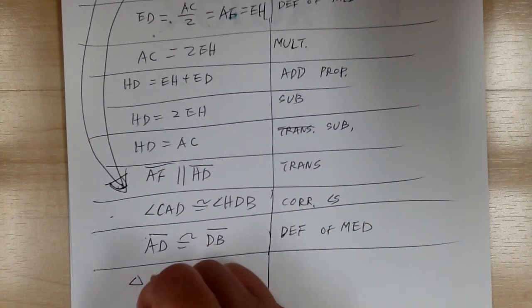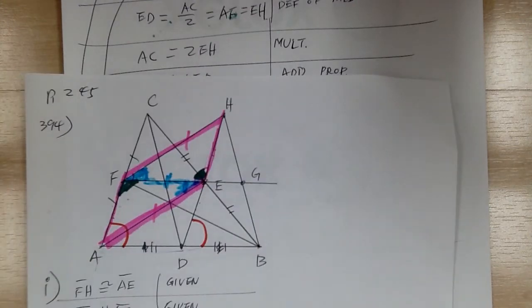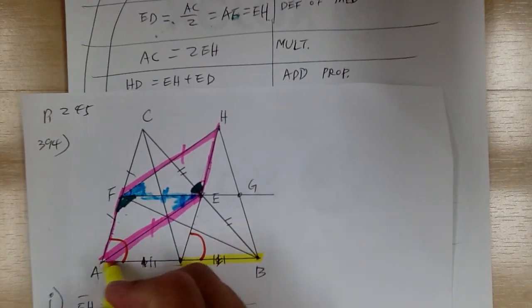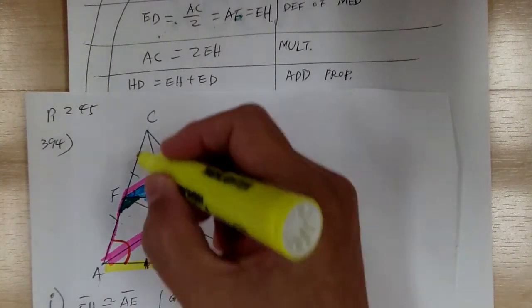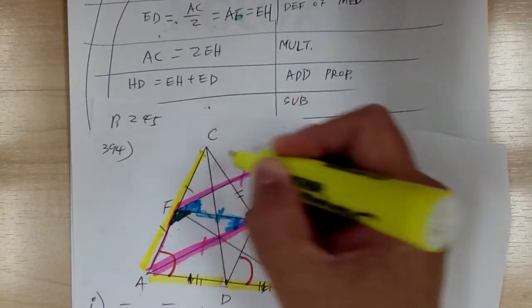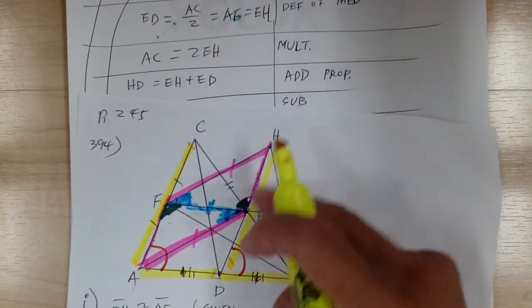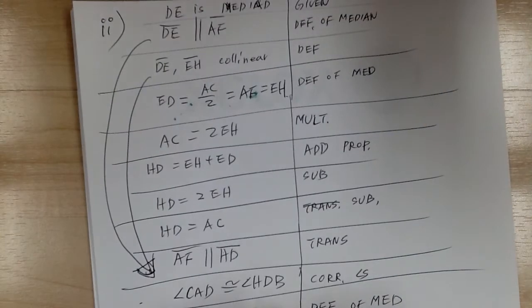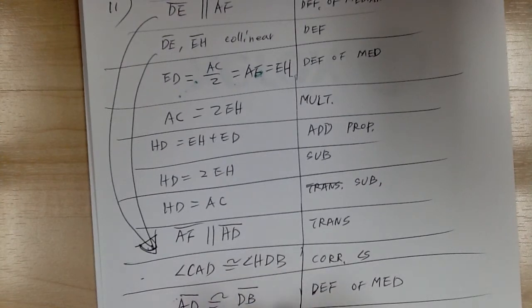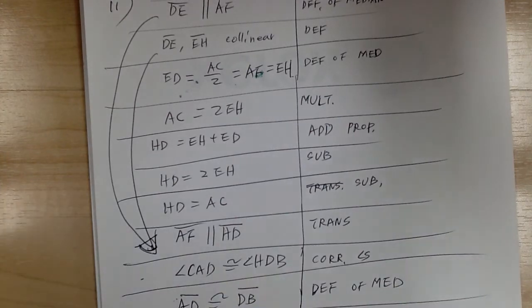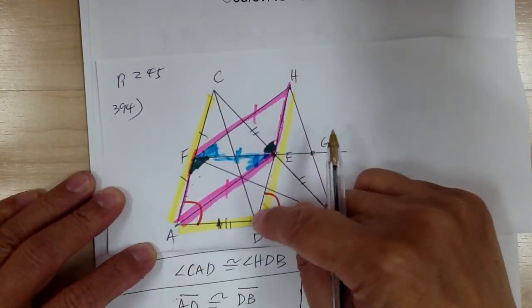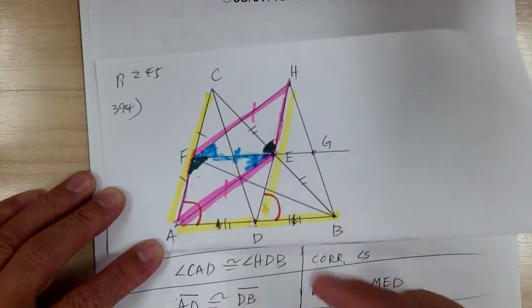And after that, we get triangle. Let's go ahead and put more colors over here. And then we have this over here. So we're going to have a SAS, basically. So we have triangle ACD is congruent to triangle DHB. So again, ACD and DHB. Again, it's going to be SAS.